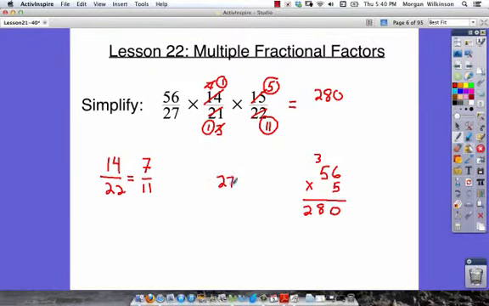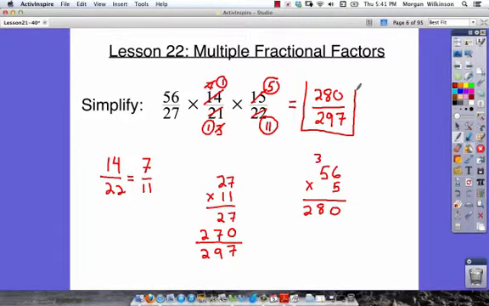Let's look at it. 27 times 11. 1 times 7 is 7. 1 times 2 is 2. We've got 0 as a placeholder. 1 times 7 is 7. And 1 times 2 is 2. Let's add. We've got no carries, so we're going to get 297 working from left to right. So we get 280 over 297. We couldn't reduce or simplify anymore before we multiplied, so we're not going to be able to simplify or reduce after we multiplied. We've got our final answer. It's a pretty big one, 280 over 297, but we made it much more manageable by simplifying first.